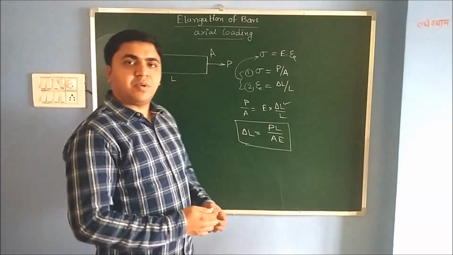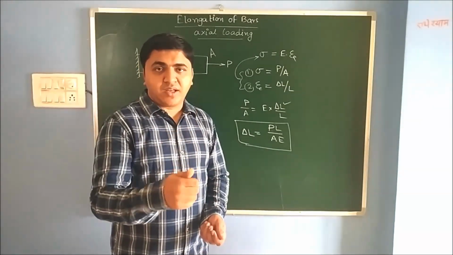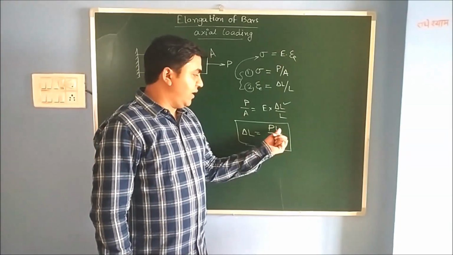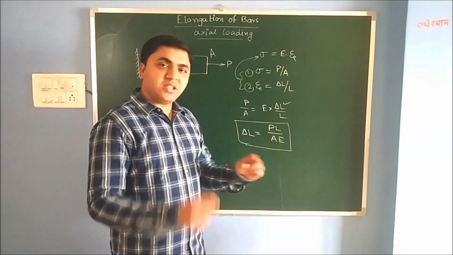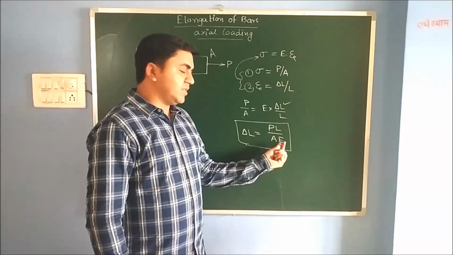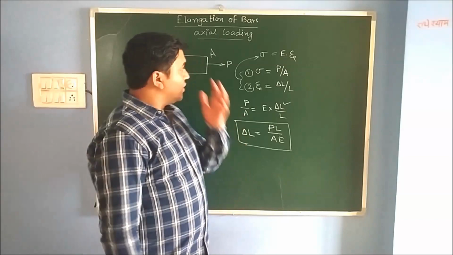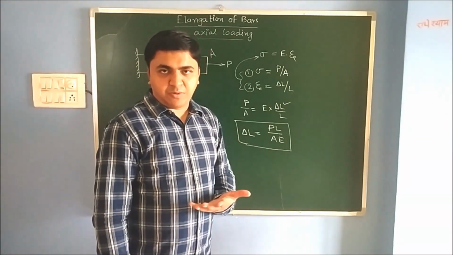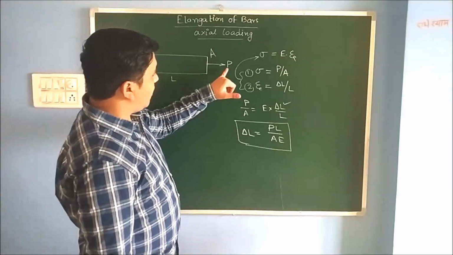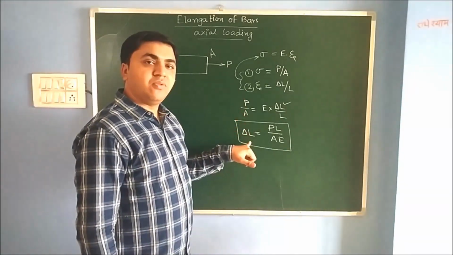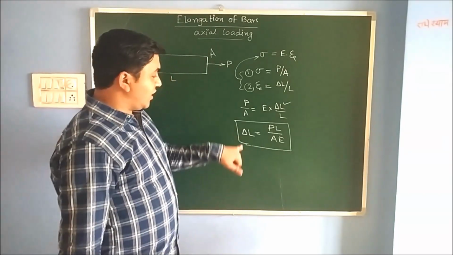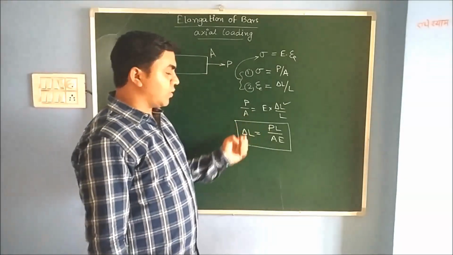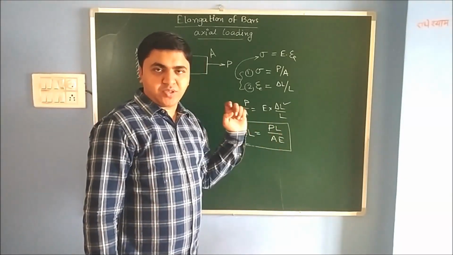जब भी किसी प्रॉब्लम में अपने को किसी भी बार का एक्शियल लोडिंग के कारण लेंथ चेंज निकालना पड़ेगा, we are going to use this formula. P is the applied load, L is the length of bar, A is the cross section area of the bar, and E is the Young's modulus. In this type of problem there can be many varieties. Either they can give you the value of P and you find delta L, or they give you delta L and you find P. Ultimately you use this same equation.